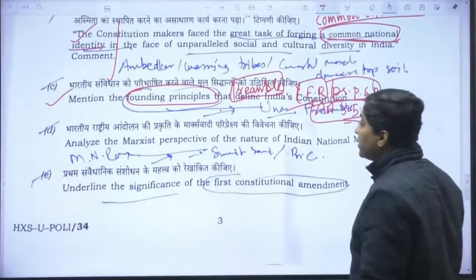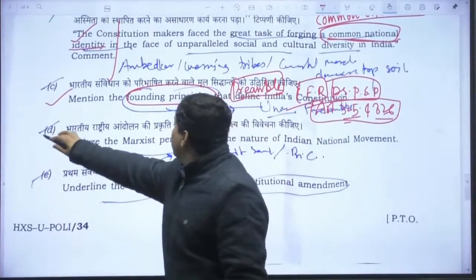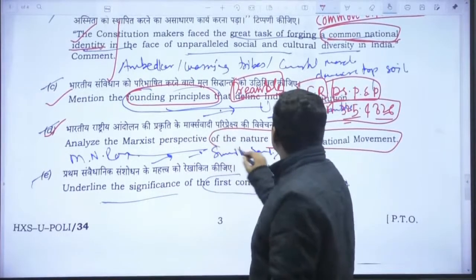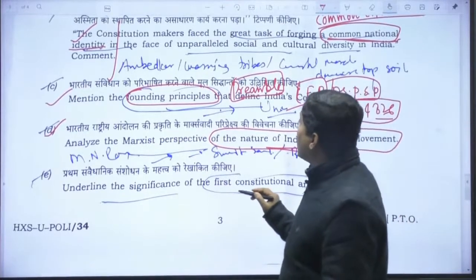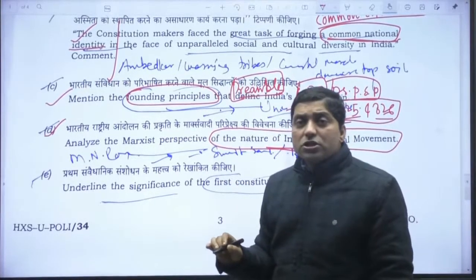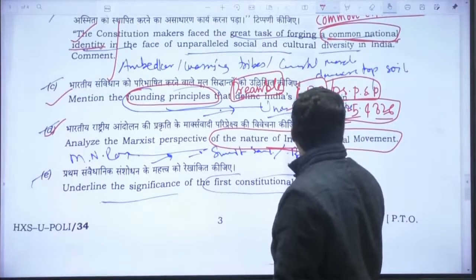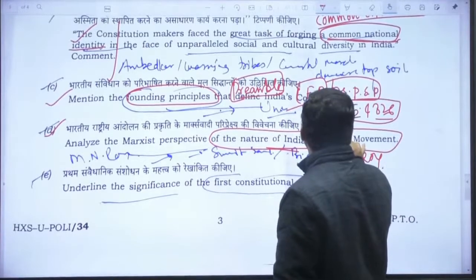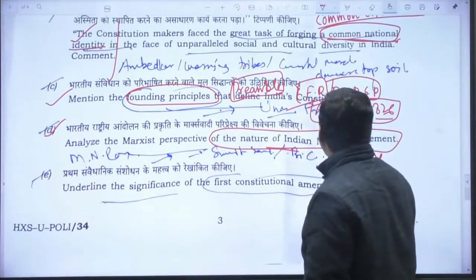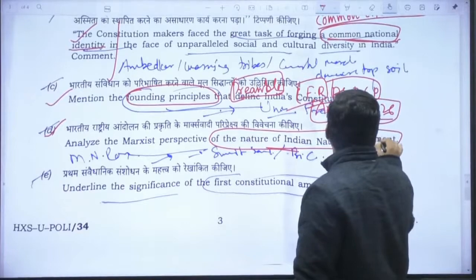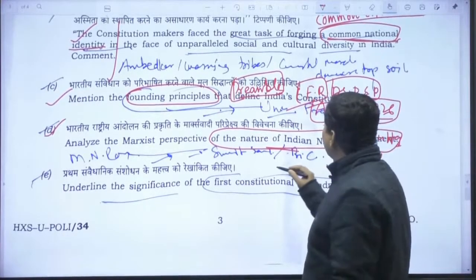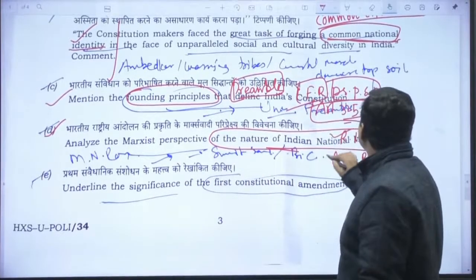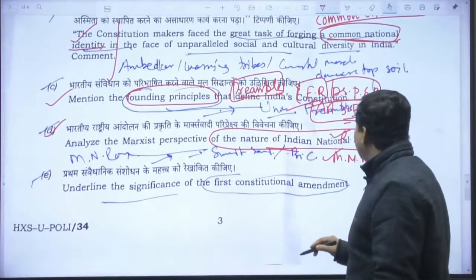Now come to the next. Analyze the Marxist perspective of the nature of Indian nationalism, the national movement. If you see the Marxist perspective, it was Amin Roy basically. You can put R.P. Datta's view, then you can put Sumit Sarkar's view, Bipin Chandra, but two are the more important, R.P. Datta and Amin Roy.